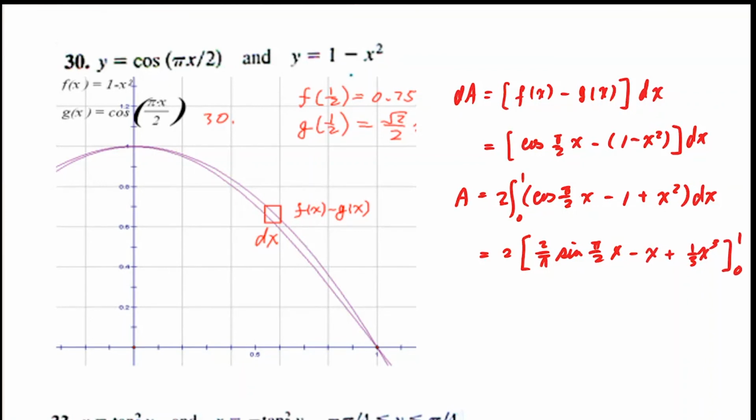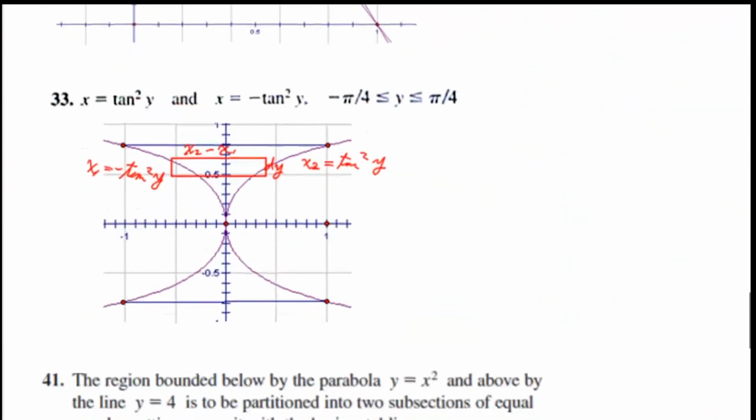And of course, here comes the most difficult part, right? And that'll give us 2 times 2/3 minus 2 over pi. How about that? That 2 is here. Good. Okay, moving on, 33.